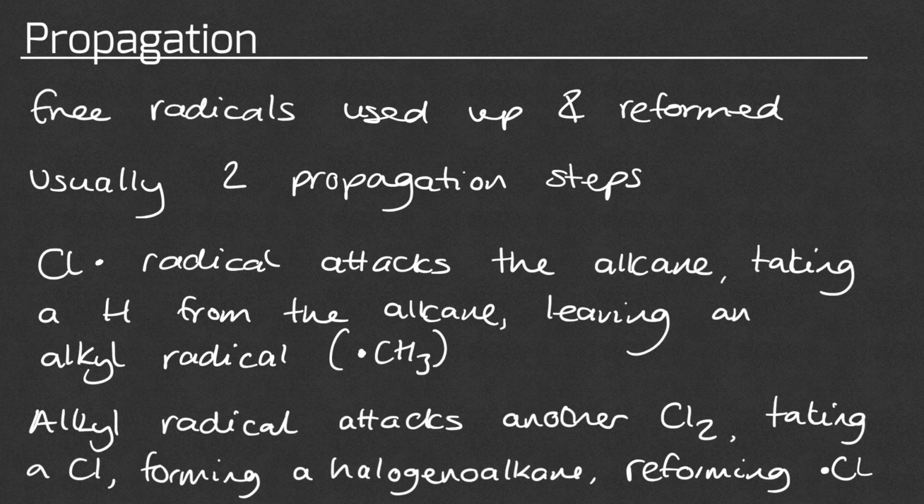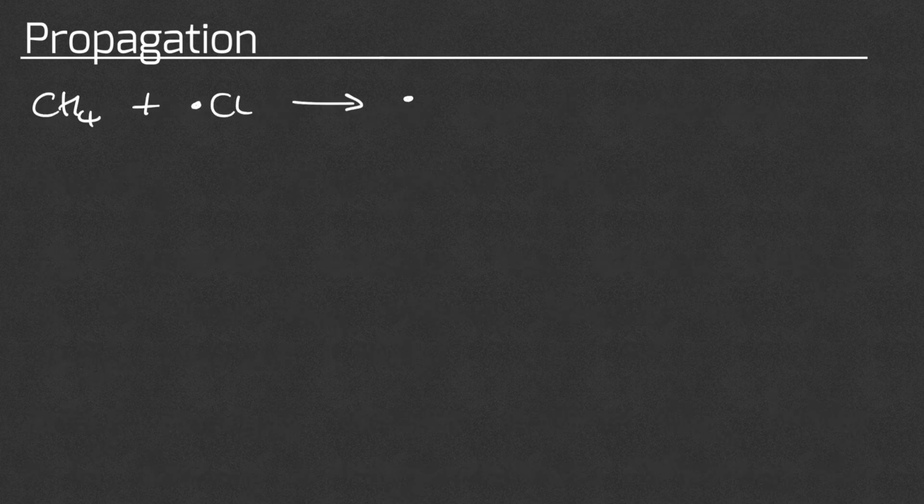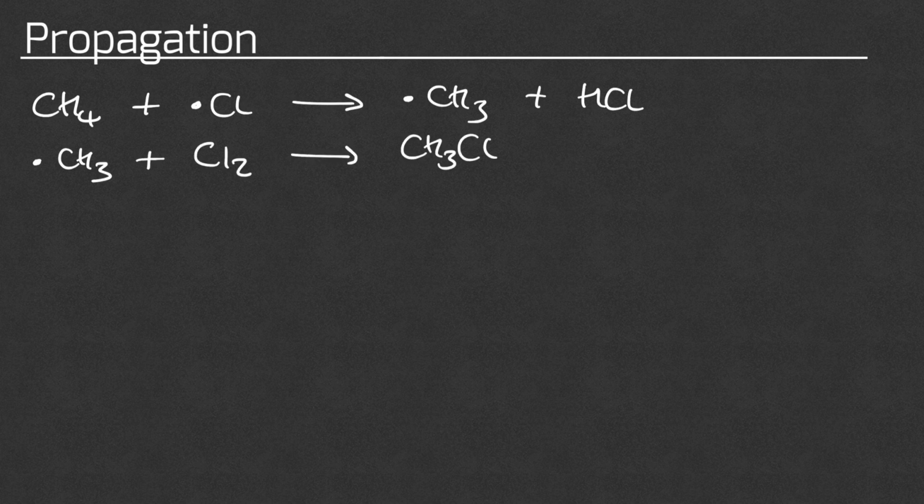We'll now have a look at some equations to demonstrate this. So in this first propagation stage, the chlorine radical removes a hydrogen from our alkane, forming hydrochloric acid, and now leaving the alkyl radical, in this case a CH3 radical. In the second propagation step, the alkyl radical reacts with a new molecule of Cl2. It will take one of the chlorines from the Cl2, forming CH3Cl, and leaving that chlorine radical left over, so it can then start the process again with a different alkane.